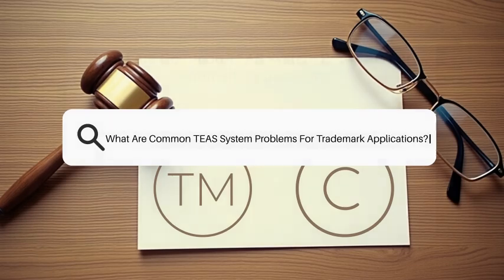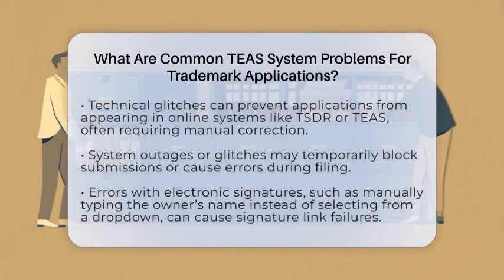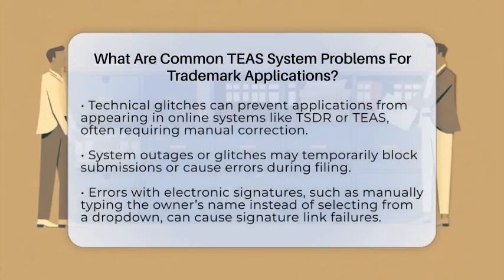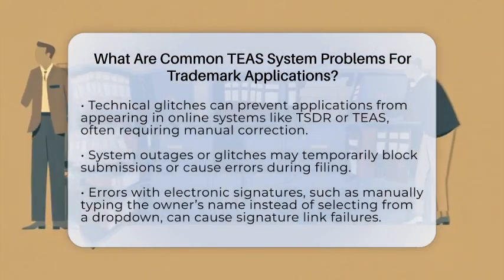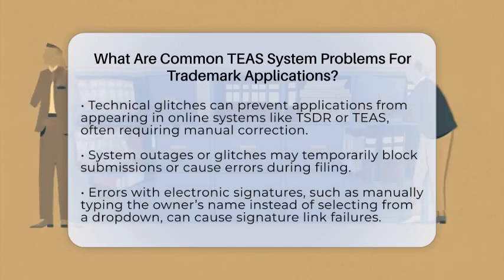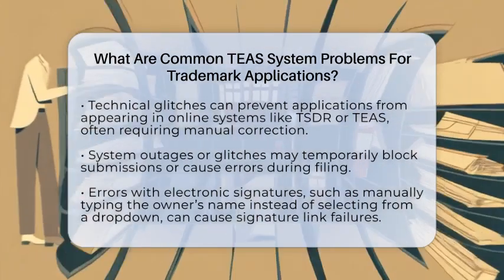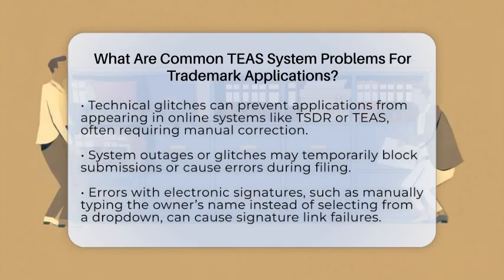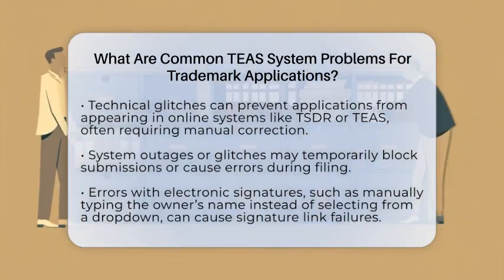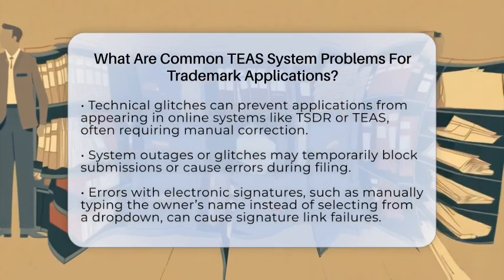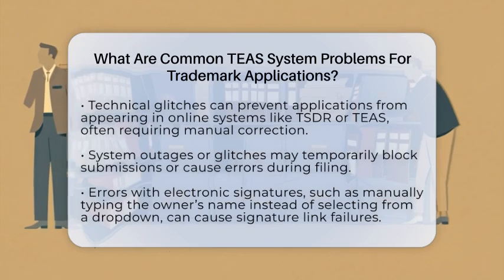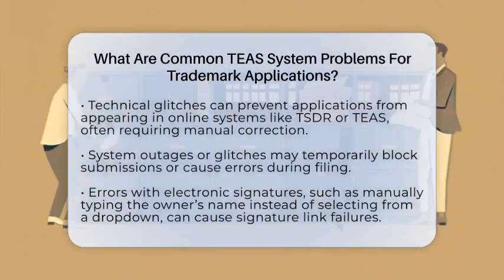What are common TEAS system problems for trademark applications? Imagine spending time preparing your trademark application only to find it stuck in limbo or not showing up where it should. That can be frustrating, right? When using the Trademark Electronic Application System, or TEAS, to file with the United States Patent and Trademark Office, or USPTO, some common issues can pop up. These problems can slow down your registration process or cause confusion. Let's look at what these issues are and how to spot them early.